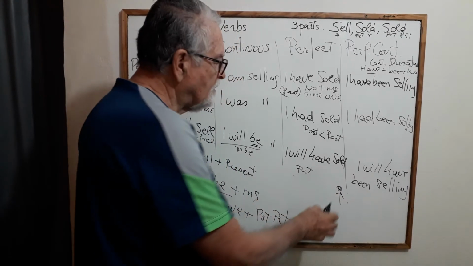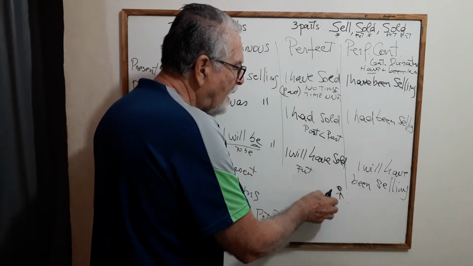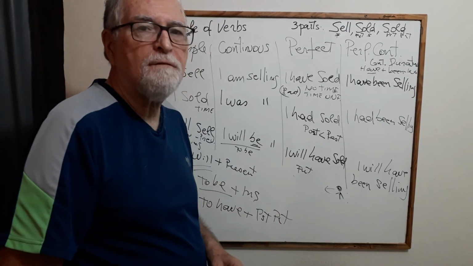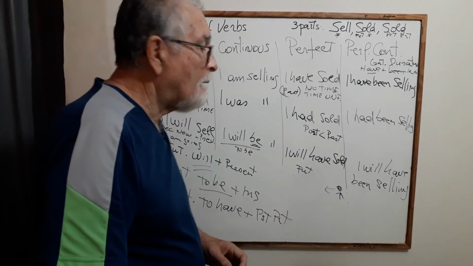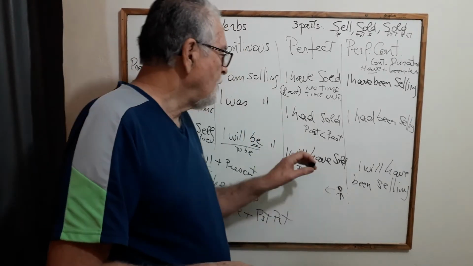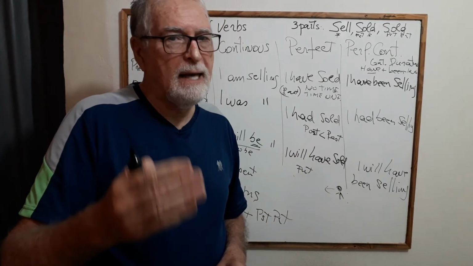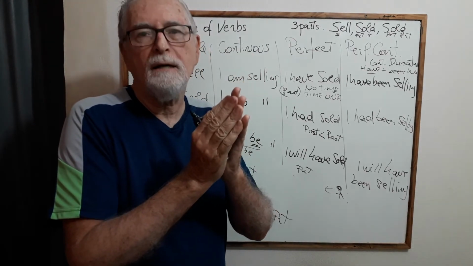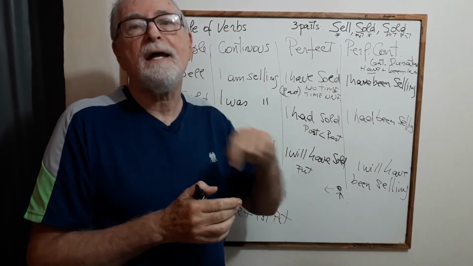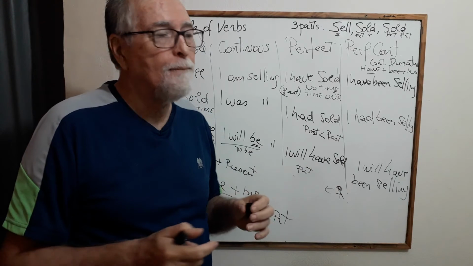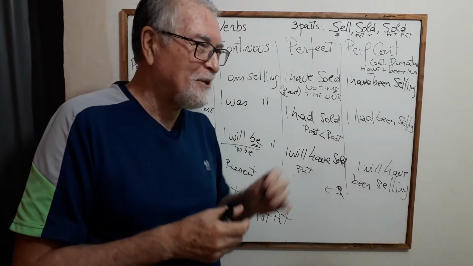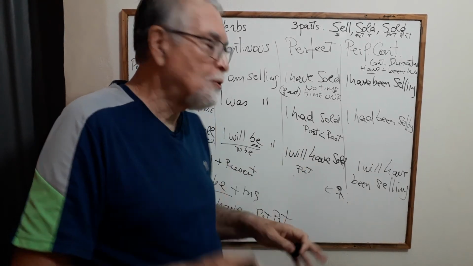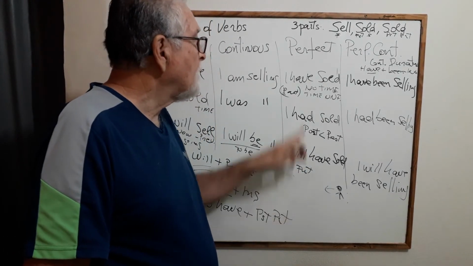At that point in the future, I will have done something in the past in relation to that future. For example, by the end of this year, I will have sold my house. Até o final do ano, eu terei vendido minha casa. I hope so. It's not my house; it's my daughter's house. But that's the way that we use the future perfect.